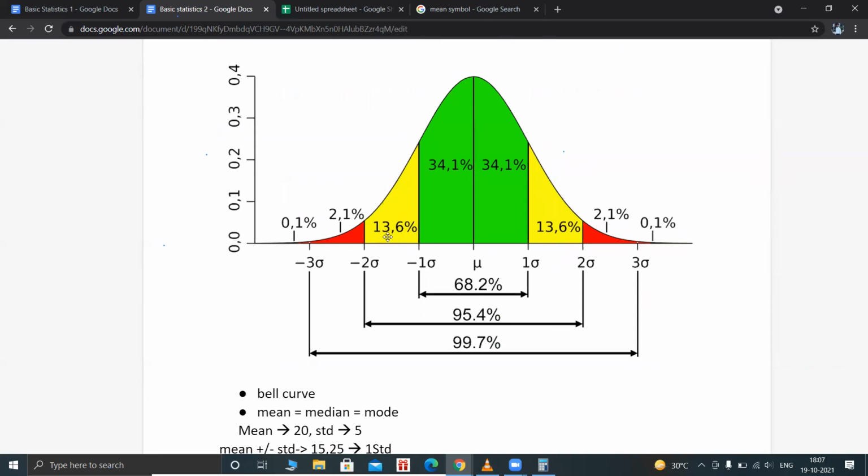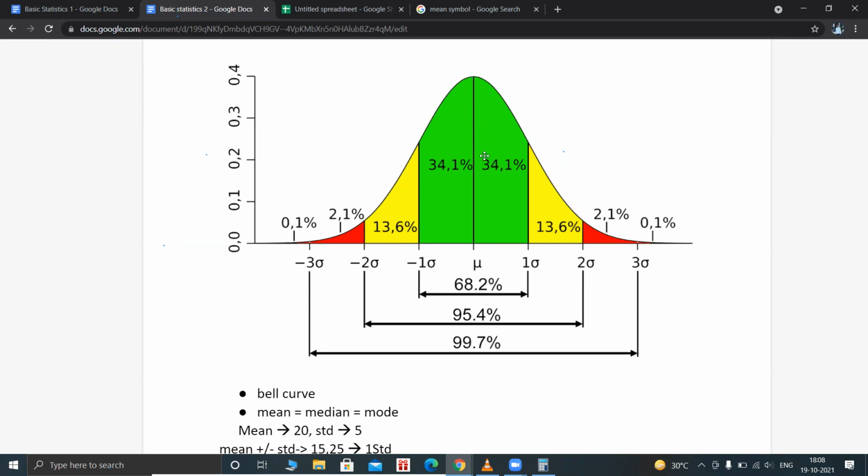Now this thing: 95.4% of the data lies within 2 standard deviations from the mean, right? So it could be negative as well as positive. Is it clear, guys? Everyone, is it clear? Yes, clear.